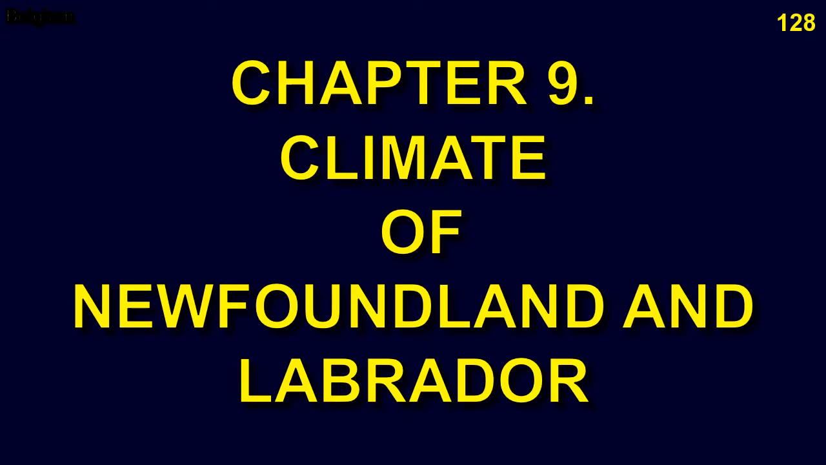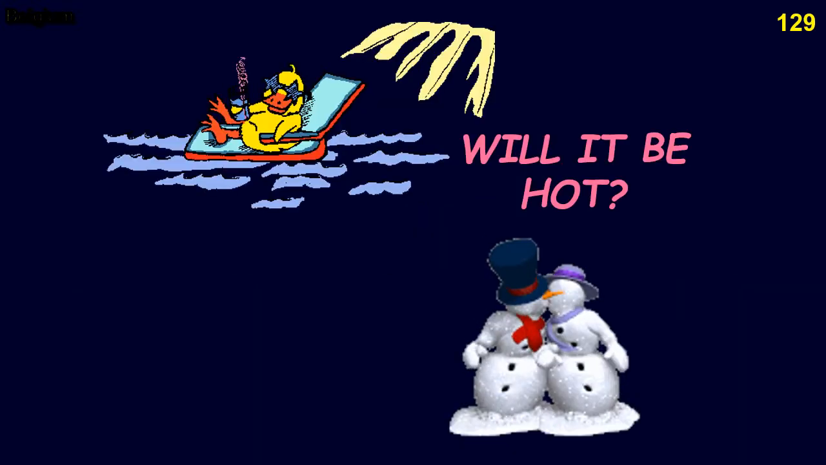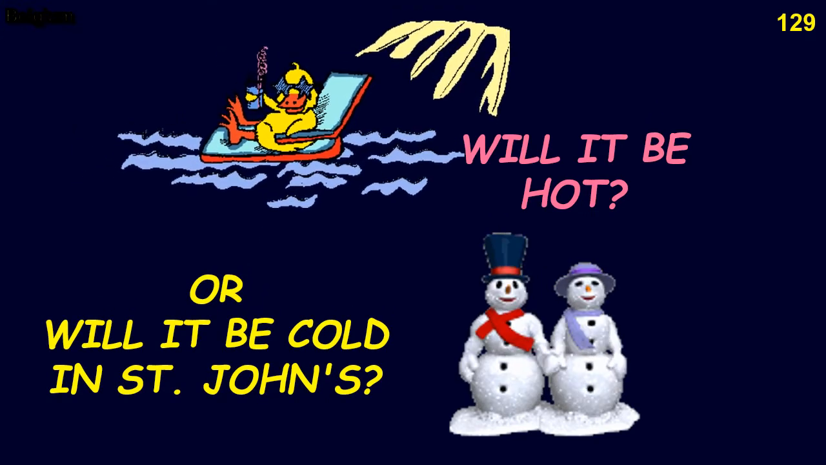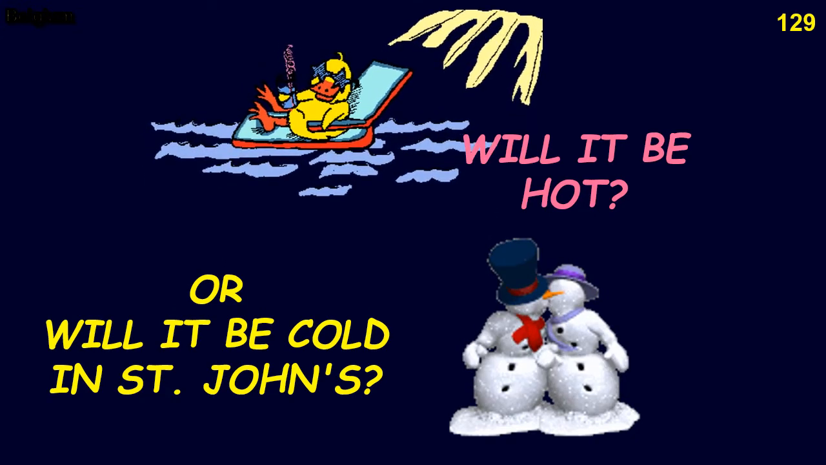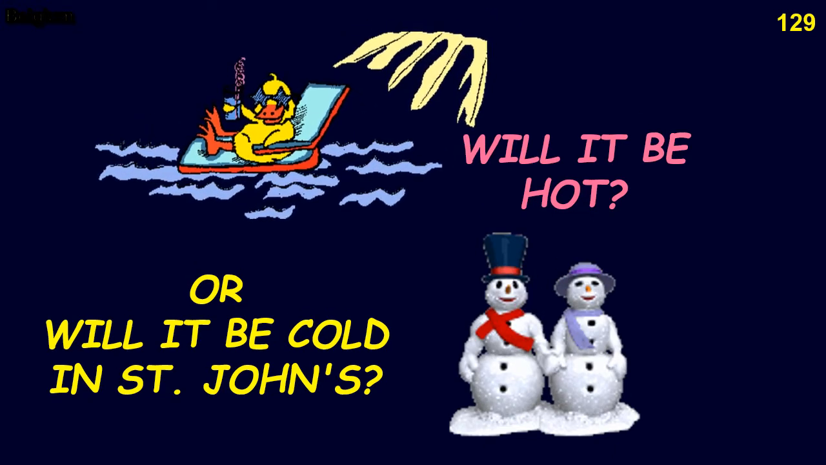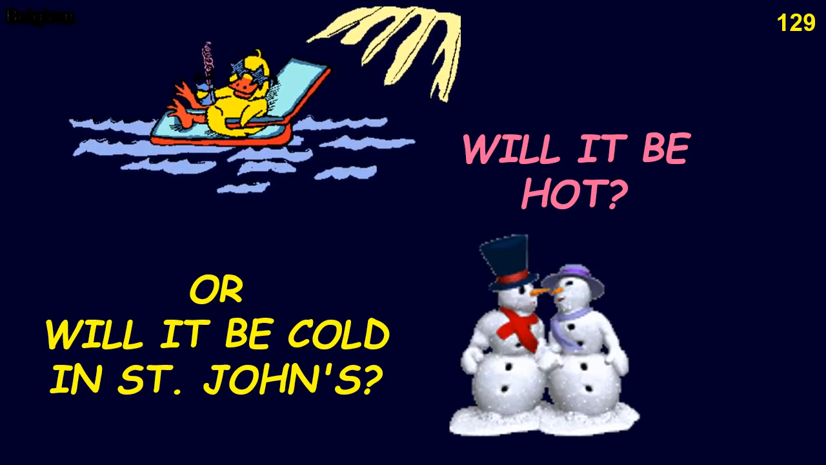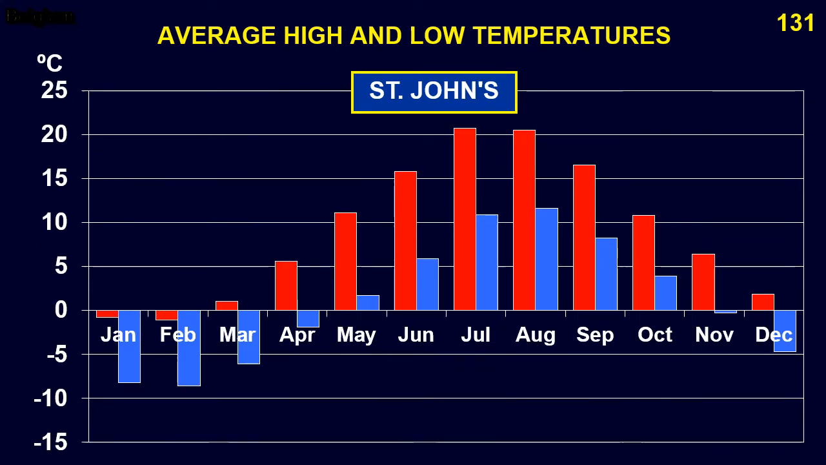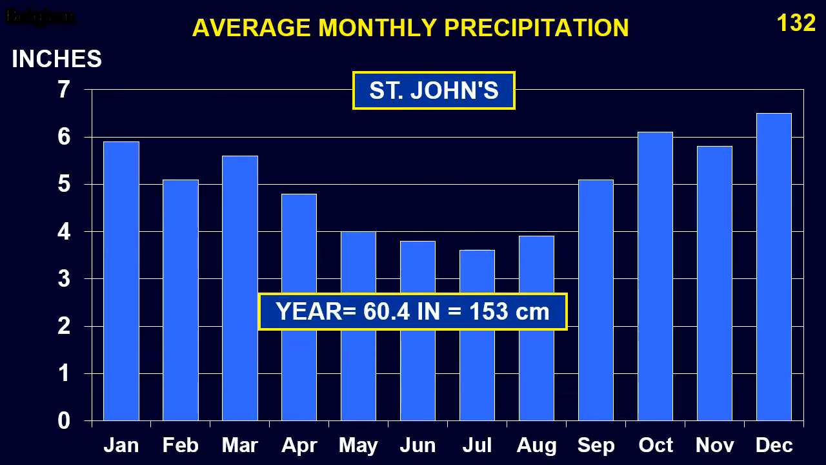Chapter 9. The Climate of Newfoundland and Labrador. Will it be hot? Or will it be cold in St. John's? Here are the average high and low temperatures in degrees Fahrenheit throughout the year in St. John's. Here are the average high and low temperatures in degrees Celsius throughout the year in St. John's. Here is the average monthly precipitation in inches throughout the year in St. John's.